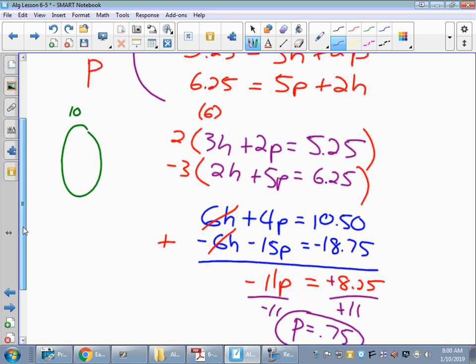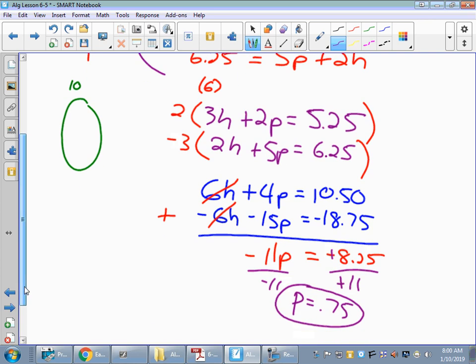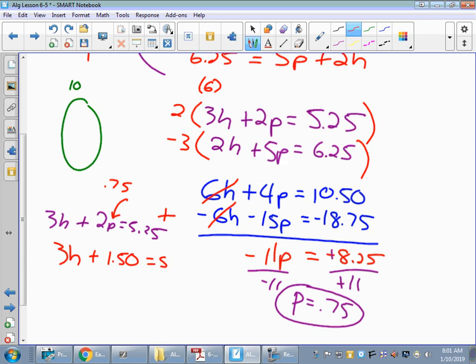I can go ahead and substitute it into any of these equations, and I'm going to just use that first one, 3H plus 2P equals 525. So 3H plus 2P equals 5.25. And remember now I'm going to substitute 0.75 in for my P, because it's 75 cents for a pop. So now it's going to be 3H plus 2 times 0.75, which is actually 1.50, equals 5.25. Then I can go ahead and subtract 1.50 from each side.